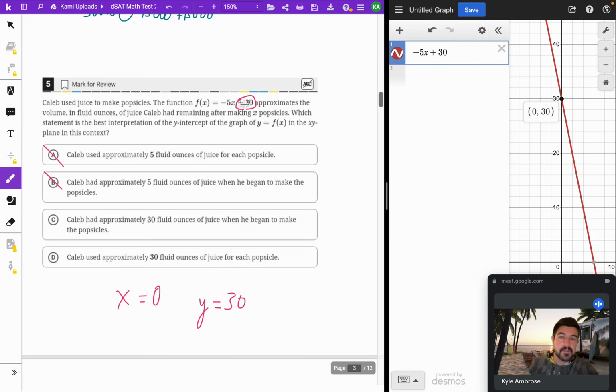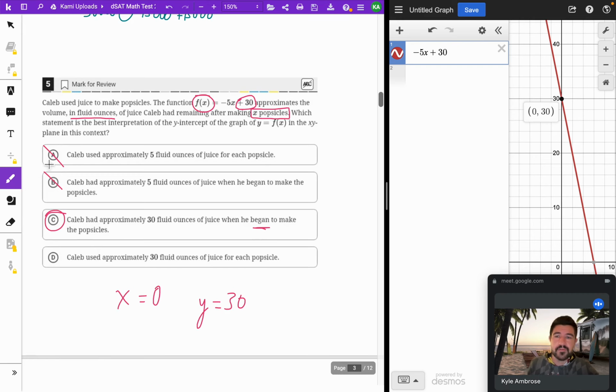And what does x represent? X popsicles. So 0 is the number of popsicles when y is 30, which means in this context that when he hasn't made any popsicles yet, that's why x is 0, he has 30 ounces of juice, because it says that f of x is the number of fluid ounces. So Caleb has 30 ounces when he hasn't made any popsicles. In other words, when he began to make the popsicles, he's got 30 ounces of juice, and the answer would be C.